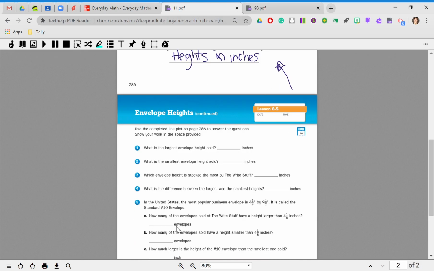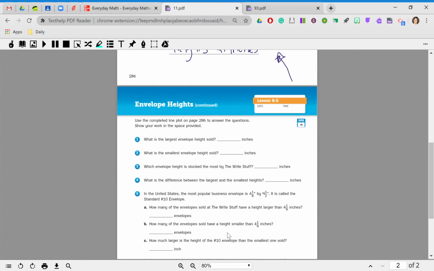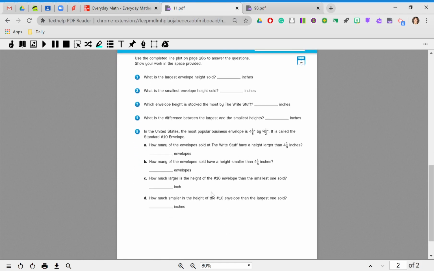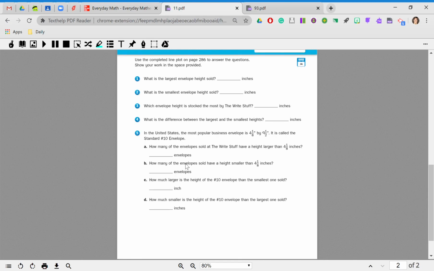So we're going to do number 1 together. And then I think that you guys are going to be able to figure out the rest on your own. Okay? Now, some of them do start to talk about different things, and you're going to have to do some subtraction in addition, and you guys are great at that by this point.